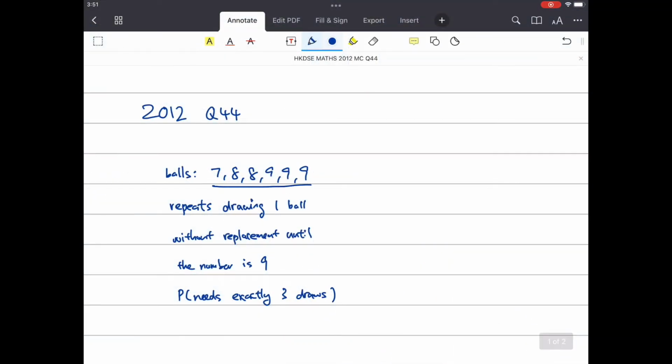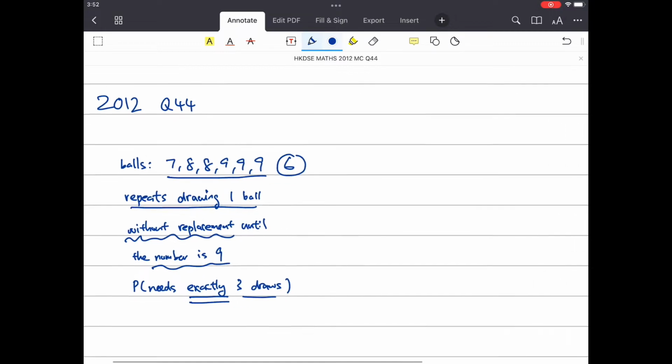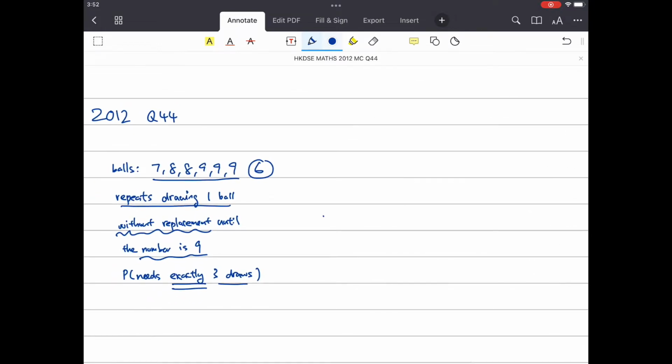In this question, there are 6 balls with different numbers, and you can repeatedly draw one ball from the bag without replacement until you get a 9. So you're asked to find the probability of having exactly 3 draws. As in the learning video, we try to use a tree diagram to help you understand better.